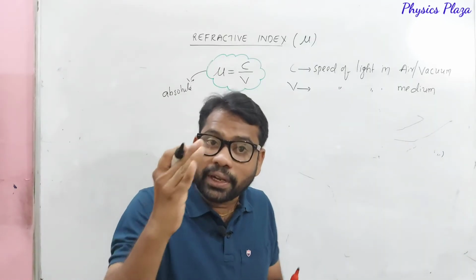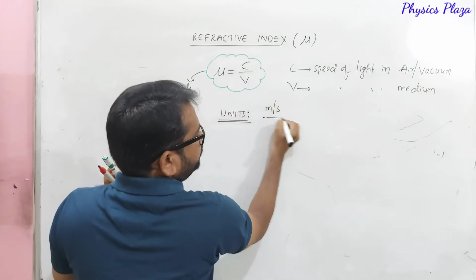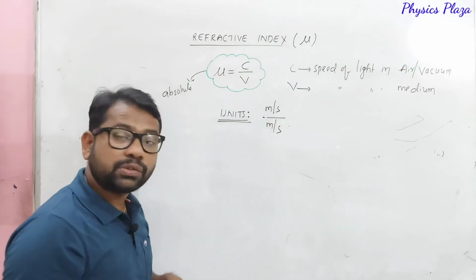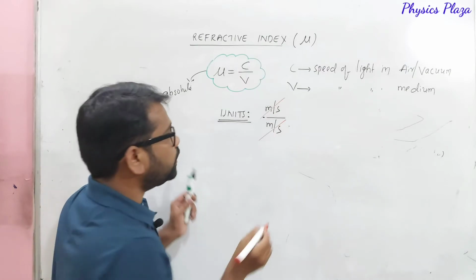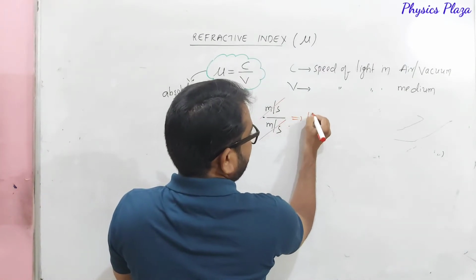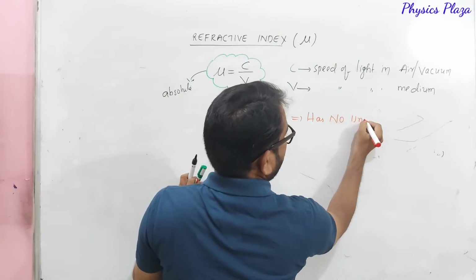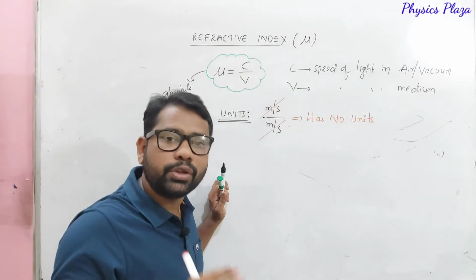Whether the speed of light in a vacuum or air or kerosene or whatever it may be, what are the units of speed, dear children? For C, the units are meter per second. Then whatever the units for V, it is meter per second only. Which means what, dear children? This will get cancelled. Means refractive index has no unit. Children, it's very important. So refractive index has no units.